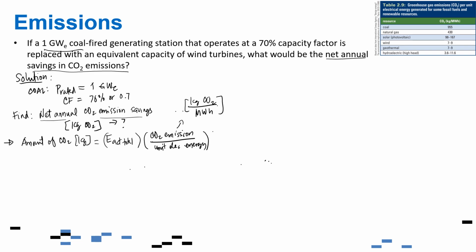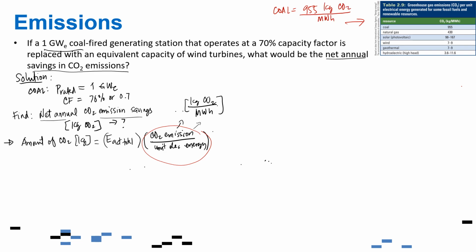All right. So when we are looking at coal, for example, this must be based on coal CO2 emission. So where do we get this part here? I already showed you before in this table here. You can see to the upper right hand corner that there's one for coal. So coal has CO2 emission per unit electrical energy of 955 kilograms CO2 per megawatt hour.